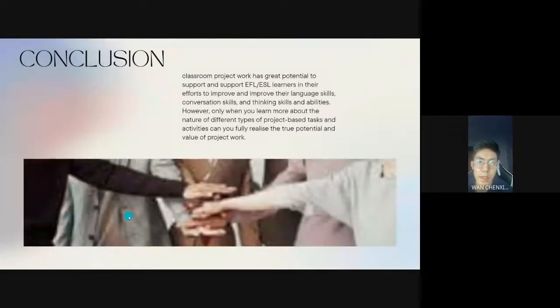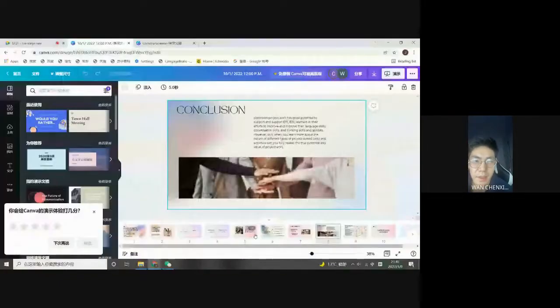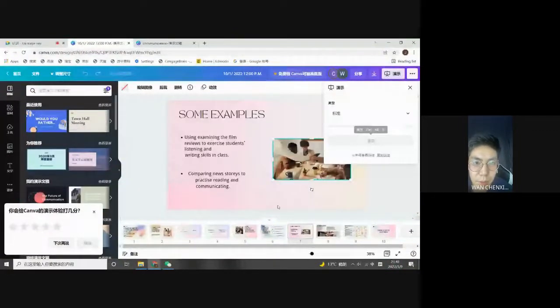And here are some examples. Oh no, last one. Here are some examples. Yes, here are some examples.